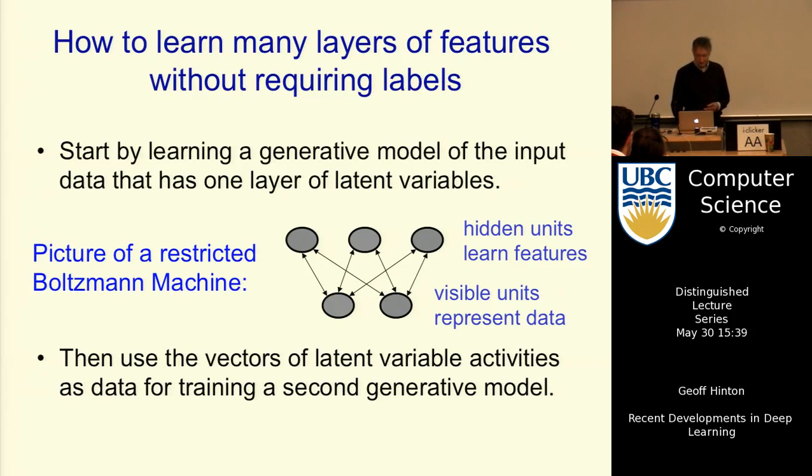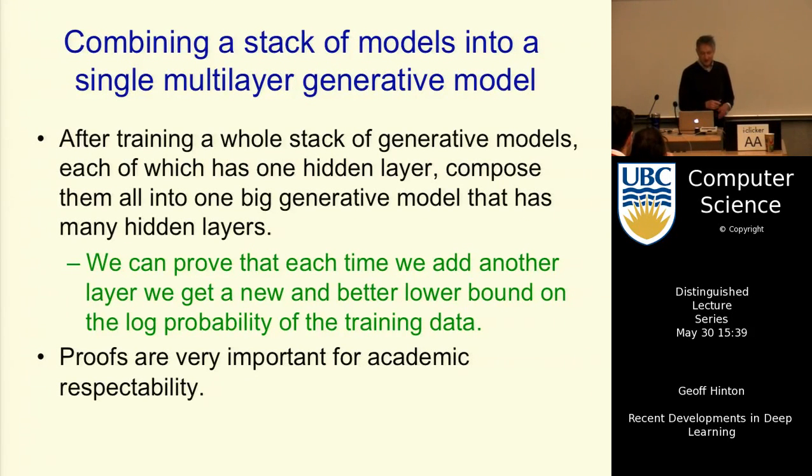And the crucial property this has is that if you train a whole stack of models like this, you can show that you can put them together into one big model, and every time you train an extra hidden layer, you'll get a different bound on the log probability of the data, and as you make the model deeper, that bound will get better. In other words, you definitely win by adding an extra hidden layer in terms of your lower bound on the log prob of the training data. So it's the right thing to do in that sense.